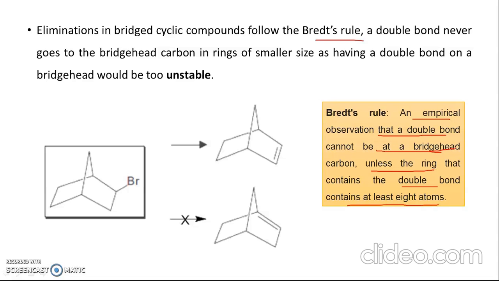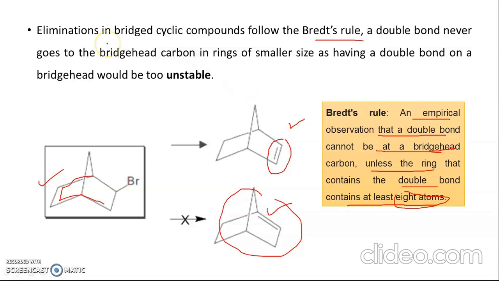Now another thing I want to mention: when a large number of atoms are present, that is, if the ring contains more than 8 atoms, obviously there will be some more flexibility. In that case, the sp2 carbon of the alkene CC double bond can attain planarity. But if it is less than 8 atoms, for example, if you consider this molecule, this is 6 membered, right? So obviously, if the double bond is formed at this position, then planarity is not possible. But if the double bond is formed here, then planarity is possible. So that is why this molecule is formed.